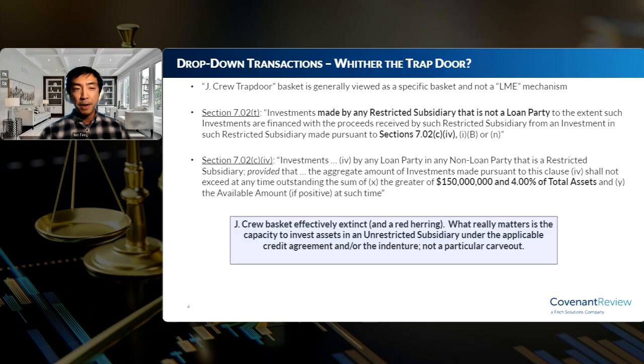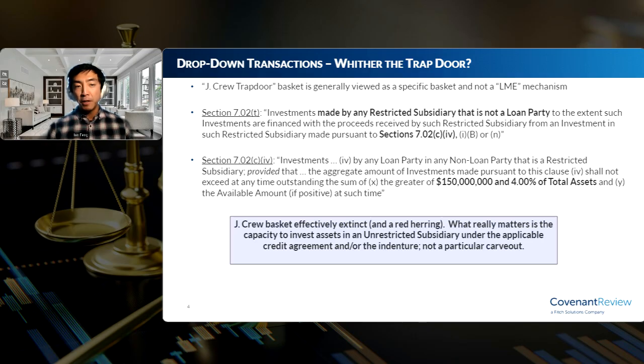What's interesting about J.Crew, and we said that J.Crew was not the first dropdown, and that's absolutely the case. It was not the first transaction where value was moved from the restricted group or the loan parties into an unrestricted subsidiary. What I do think J.Crew represents is a turning point in how we view liability management transactions generally, and specifically in how we view sponsors and borrowers and issuers approach towards LMEs or LMTs.